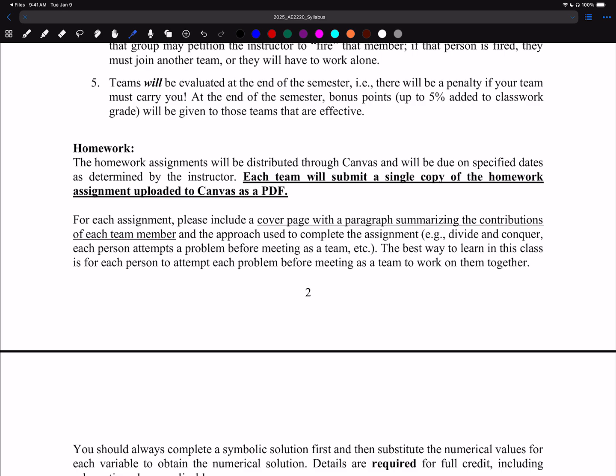Then the solutions will become available the next day is our goal. So Friday at like 8 a.m., let's say, at the start of class. For each assignment, I want you to include a cover page with a paragraph summarizing the contributions of each team member and the approach that you used to solve the assignment, whether that was divide and conquer or each person attempts each problem before meeting as a team, whatever you use, I want you to document this. This documentation is a way that we're going to help evaluate your teams towards the end of the semester, and we'll give you an opportunity to evaluate your own teams as well.